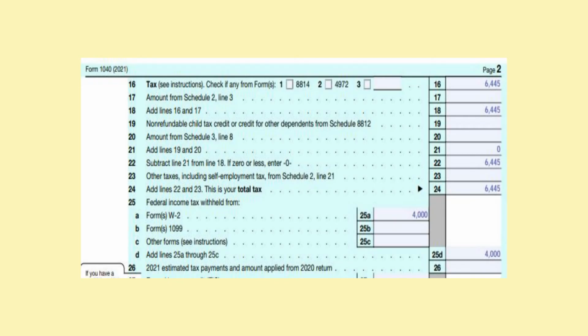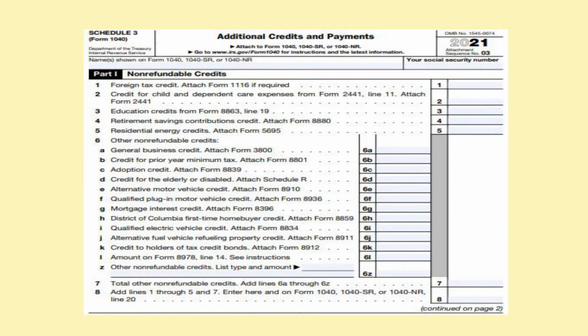For the child tax credit, since you have a qualifying child, and in our example, it is assumed that you had your main home in the United States for over half the year, your credit will be refundable. So the non-refundable child tax credit on line 19 will be blank. Line 20 will be left blank as well, as you do not have any additional credits.